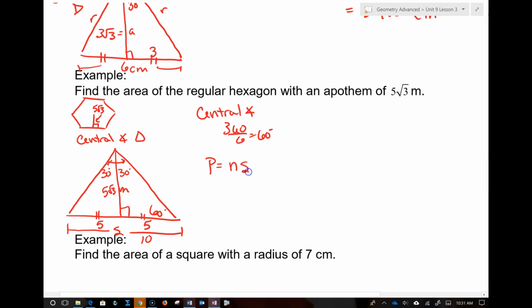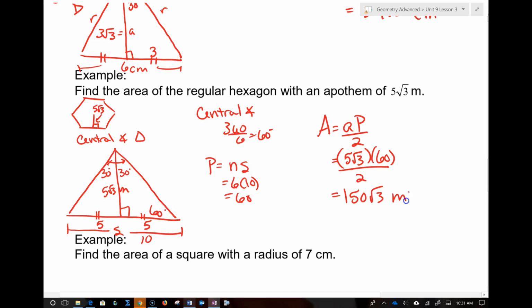Perimeter, easy to do now. Remember, it's number of sides times the side length. There's just 6 times 10. I got that to be 60. Now it's just plug and chug into your formula because we have all the bits of information that you need. So your apothem is 5 root 3, your perimeter is 60, all over 2. Well, that's going to give me 150 root 3 square meters.